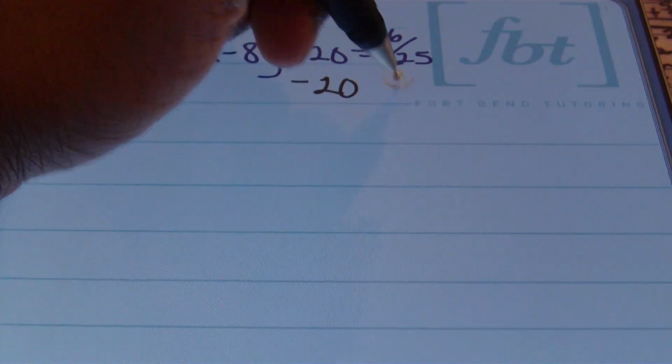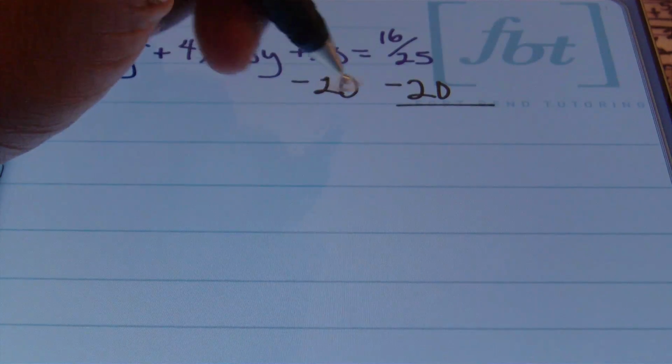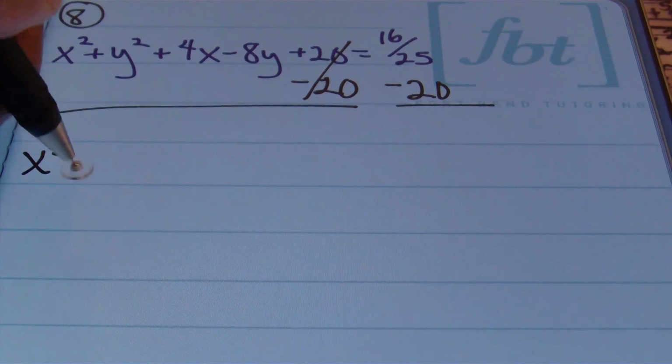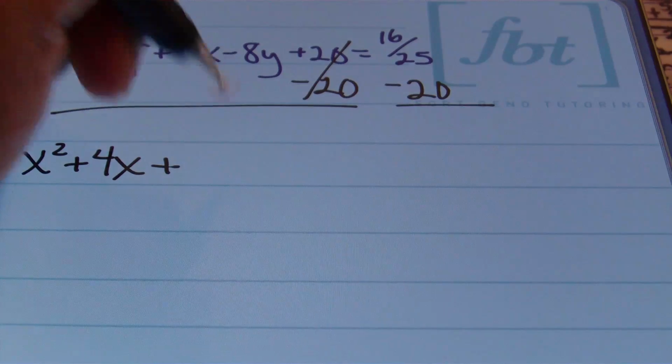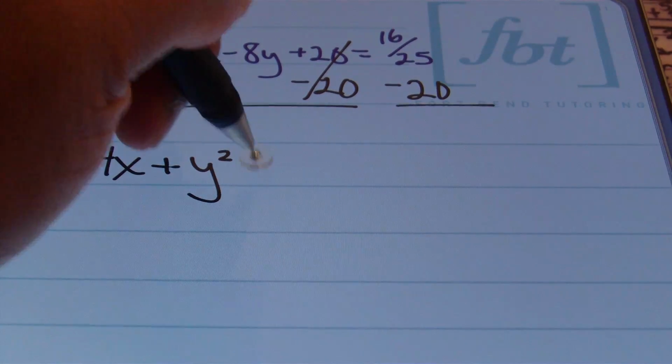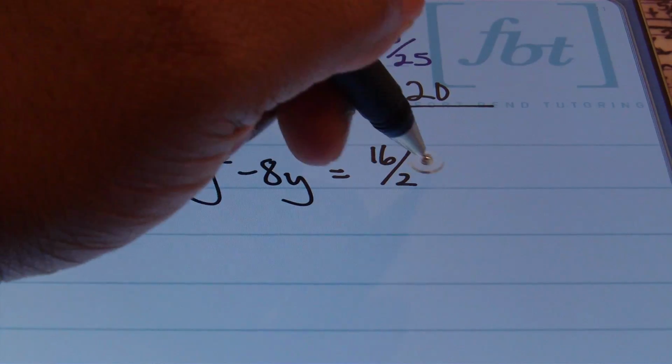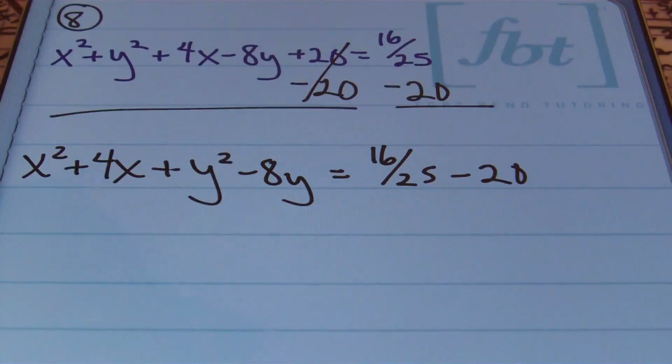Thank you. Let's go ahead and just do that real quick. We went ahead and subtracted 20 from both sides. We're going to rewrite this as x squared plus 4x plus y squared minus 8y equals 16/25 minus 20. For now, I think I'm going to leave that just the way it is.